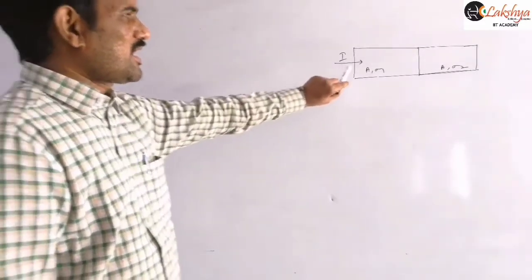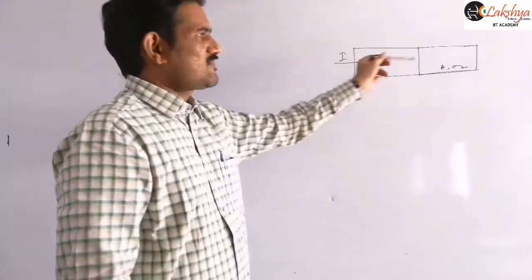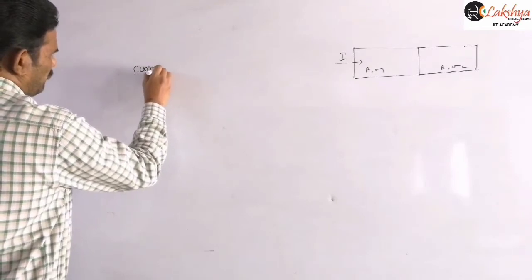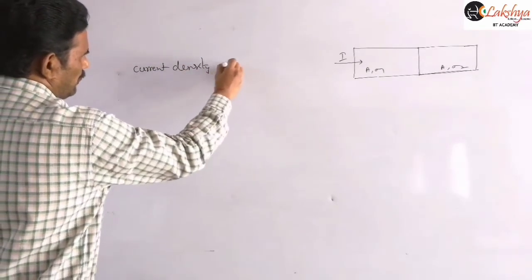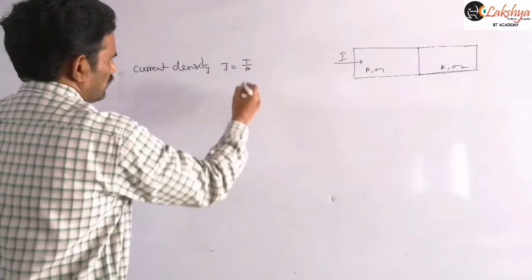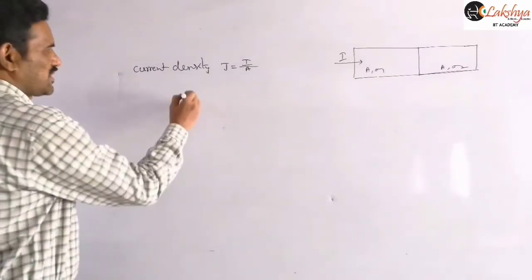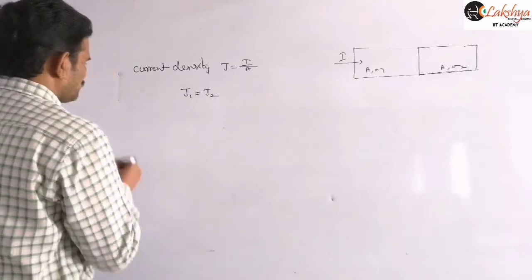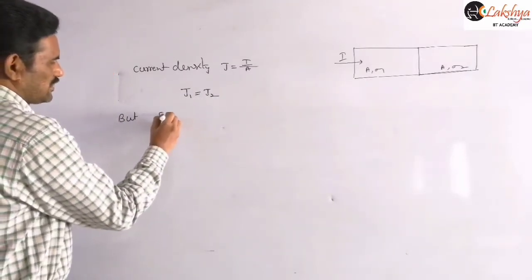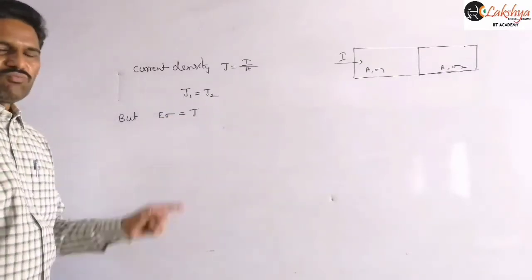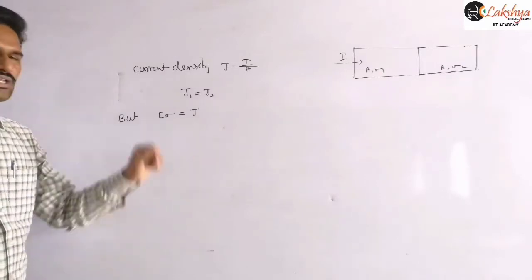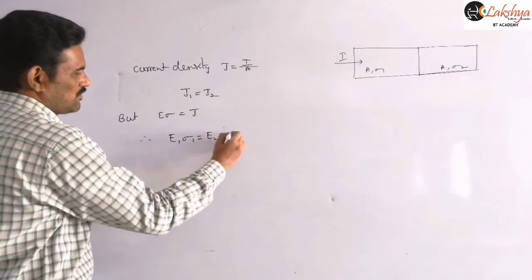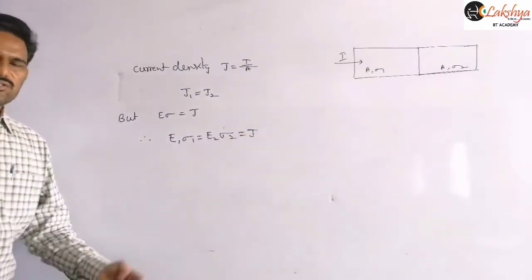Both have the same area of cross section, and current I is flowing through them, so current density will be the same, right? I can write current density J is equal to I by A. As I and area of cross sections are the same, J1 is equal to J2. Current densities in both materials will be the same. Now E into sigma is equal to J. We know this relation already. E is the electric field, sigma is the conductivity, and J is the current density. Therefore, E1 into sigma 1 is equal to E2 into sigma 2. This is equal to our current density J, whether J1 or J2.